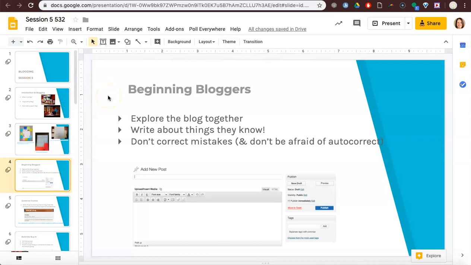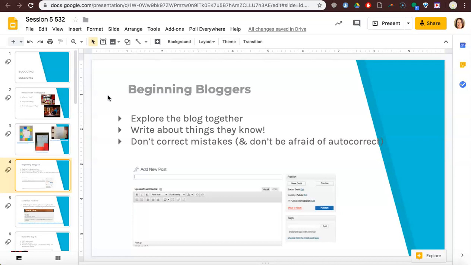So when we're beginning blogging, you want to explore your blog together. Set up your classroom blog, explore it together, make sure they know the ins and the outs and what it looks like. And then you want to make sure you're writing about things they know. When you're teaching students something new, giving them new vocabulary, new concepts, new purposes for writing, that's a heavy cognitive and linguistic load for ELs to function and to process at once. So you also don't want to throw on a really complex topic at the same time.